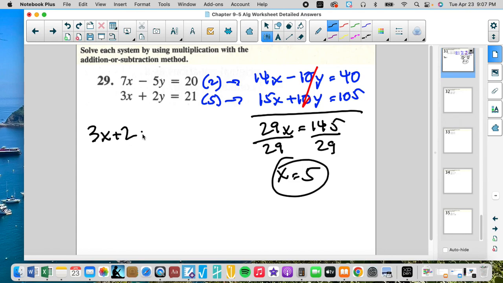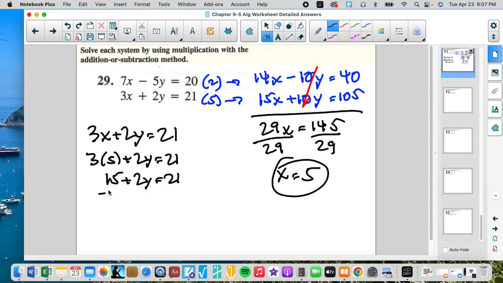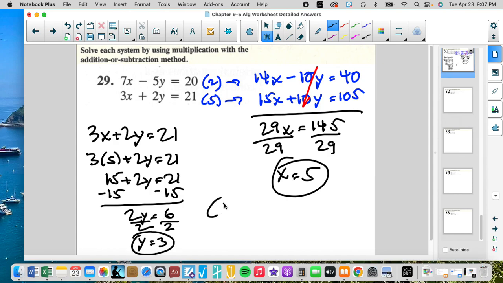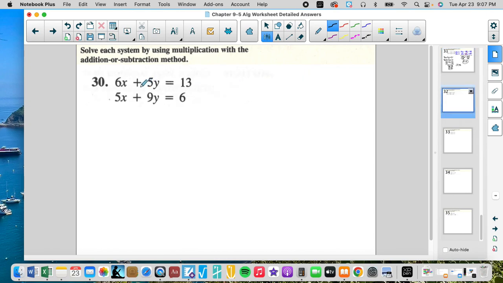3x plus 2y equals 21. 3 times 5 plus 2y equals 21. 15 plus 2y equals 21. Minus 15 minus 15. 2y equals 6 divided by 2. Y equals 3. My x value, my y value. These are big numbers. Yeah, I mean, it's six of one, half a dozen of the other.